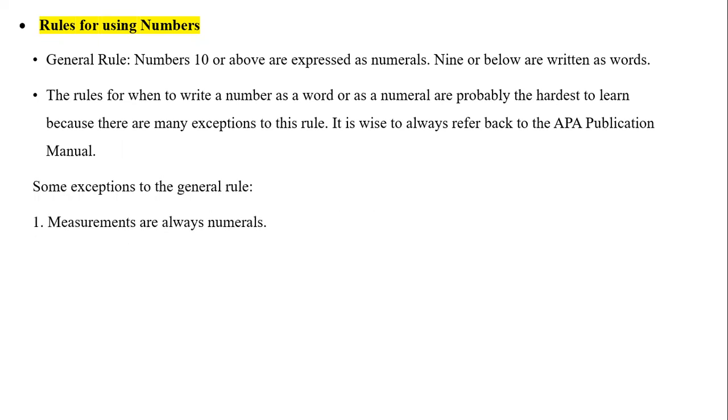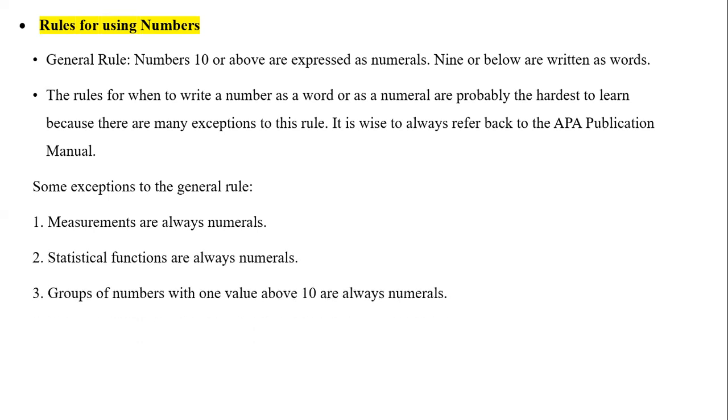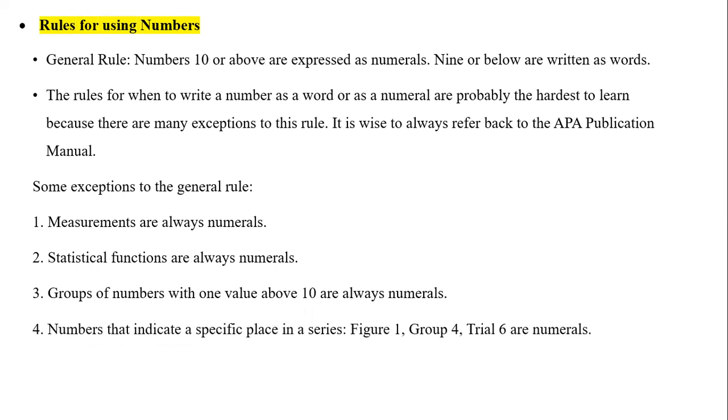Measurements should be numerals if you are using them in your thesis. Statistical analysis should also be in numerals, and group of numbers, for example, group number 1, 2, 3, should always be in numerals. And if you are using figure 1, figure 2, figure 3, and table 1, table 2, table 3, and trial 1, 2, 3, it should always be in numerals rather than written words. If a sentence begins with a number, it should always be a word, never a numeral. And try to avoid a sentence starting with a number.